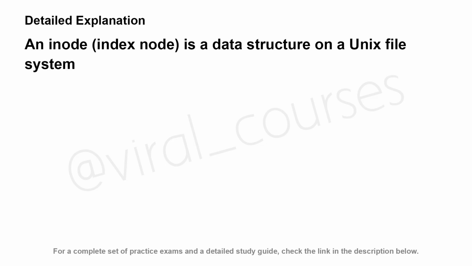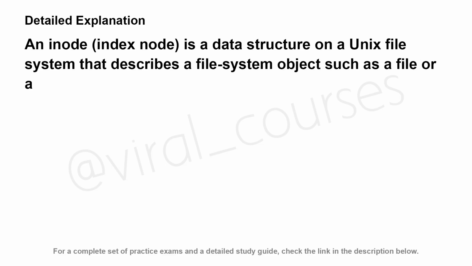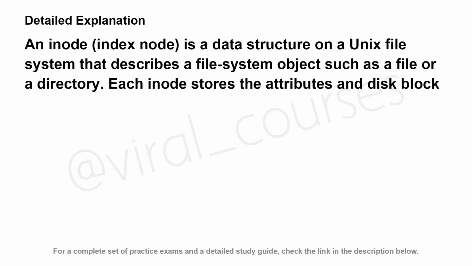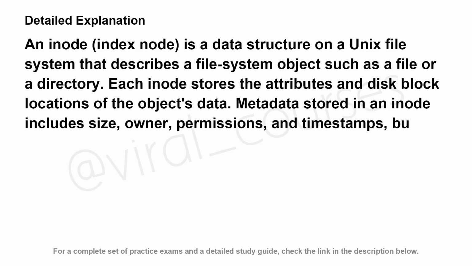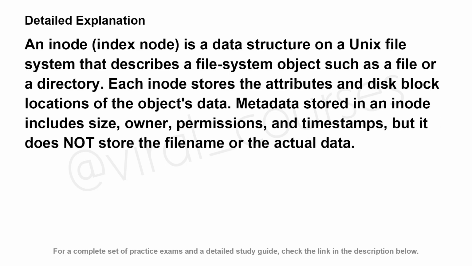An inode, index node, is a data structure on a Unix file system that describes a file system object such as a file or a directory. Each inode stores the attributes and disk block locations of the object's data. Metadata stored in an inode includes size, owner, permissions, and timestamps, but it does not store the file name or the actual data.